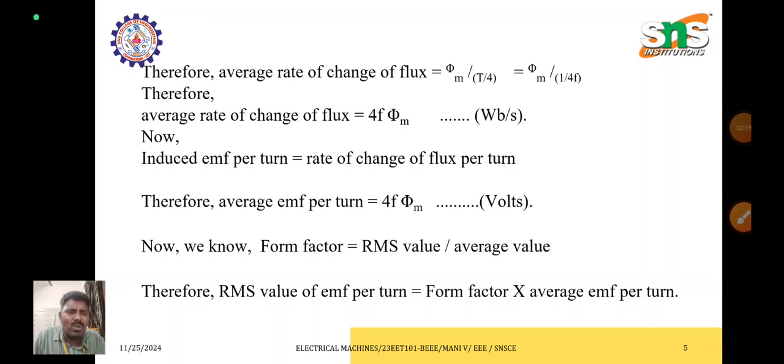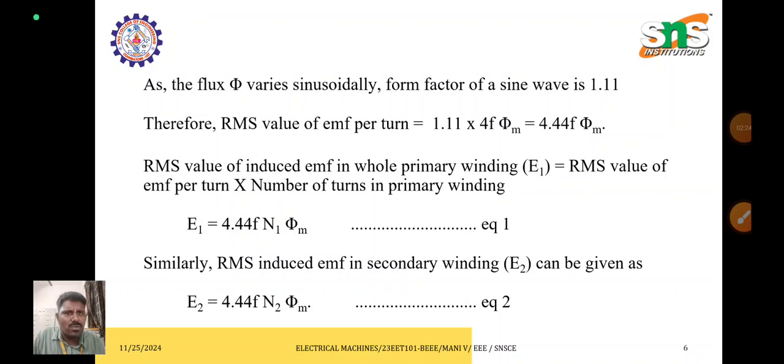We know that the form factor is equal to the RMS value divided by the average value, and this value is 1.11. Therefore the RMS value of the EMF per turn is equal to 1.11 into 4f phi m, which is equal to 4.44 f phi m. This is the RMS value of induced EMF, and the above equation 4.44 f phi m represents a single turn.